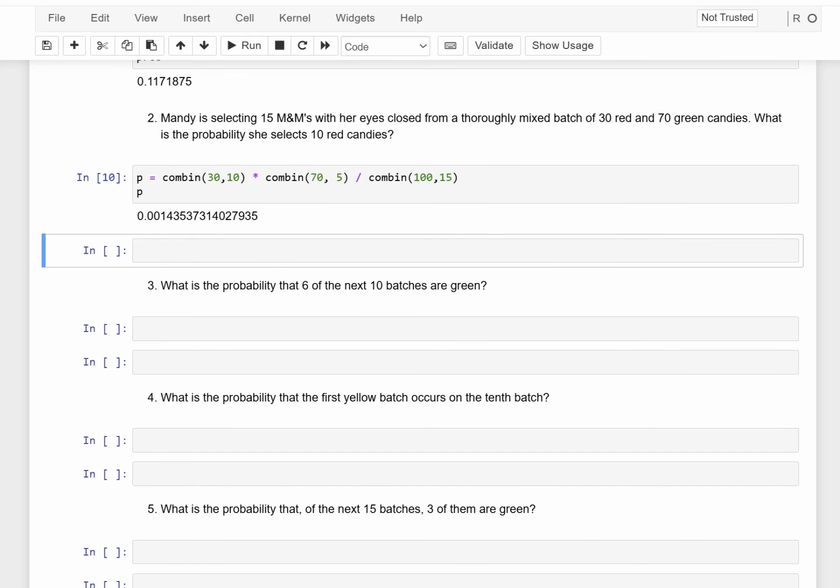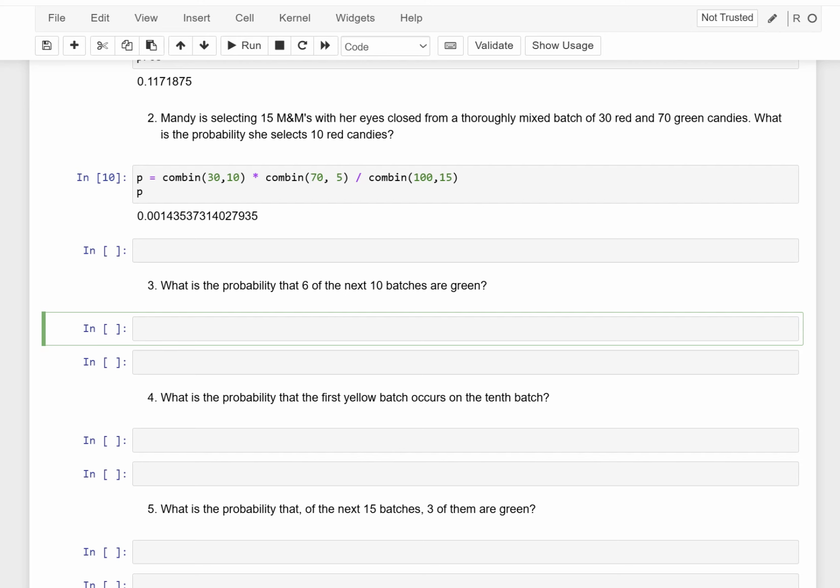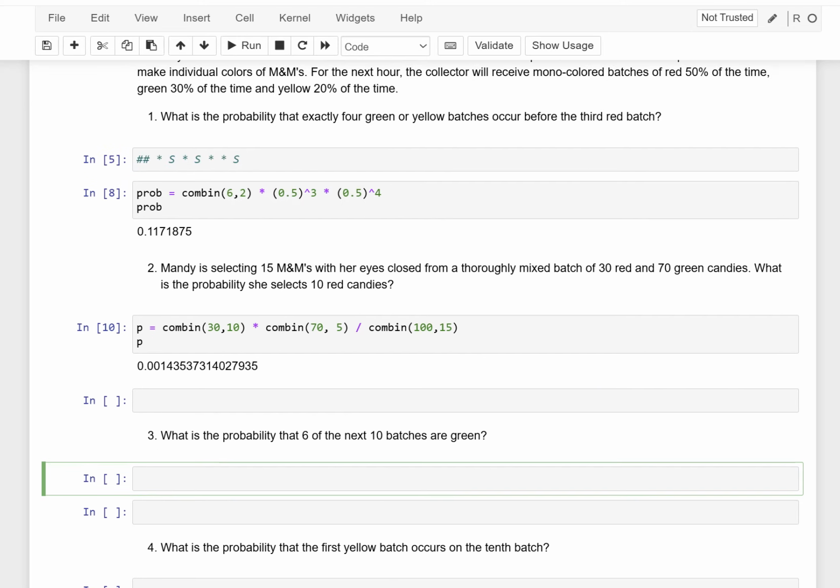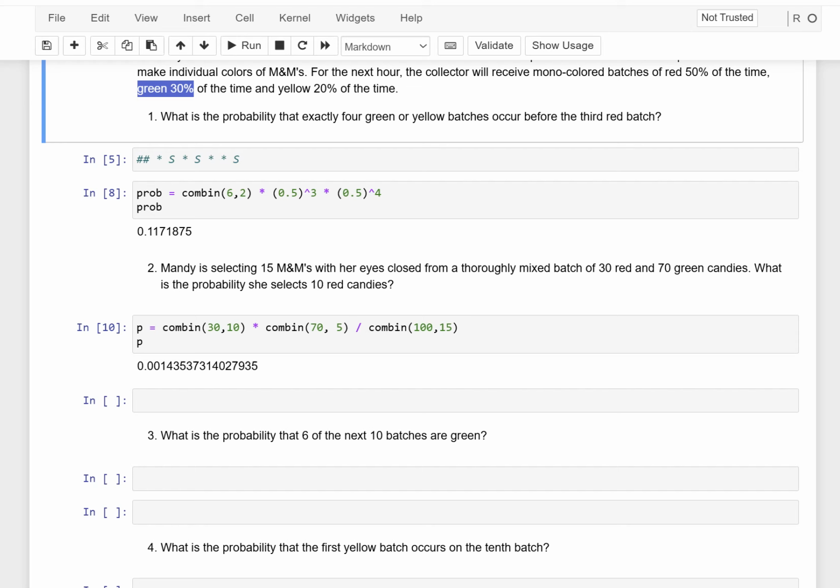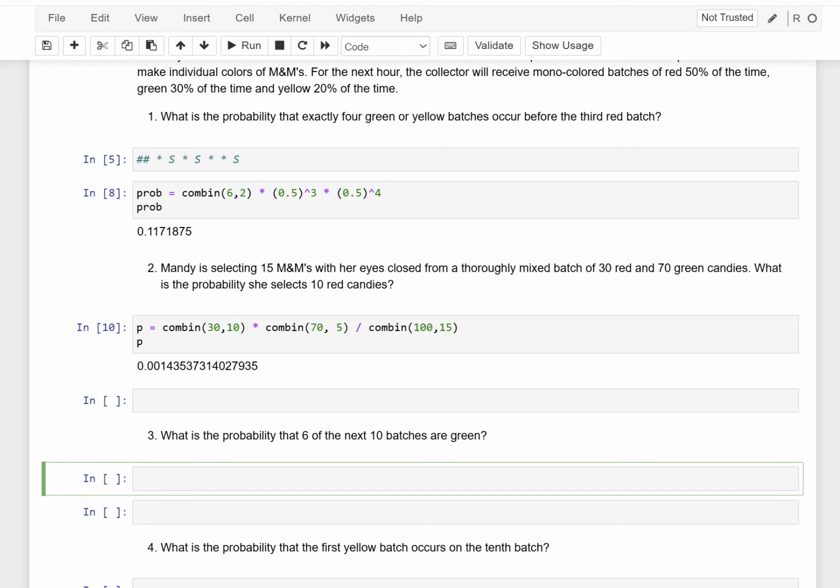Okay, what is the probability that six of the next 10 batches are green? Notice that we have a specified and finite number of trials, and we have the success criteria. Okay, and I've got to remember what the green was, 30%. So the success criteria is now a 30% chance, right? Six of the next 10 batches are green. So what am I doing here? I have to sprinkle 5 successes among the first 9 slots so that the 10th slot can be a success, right? So I'm going to do combin 9, choose 5. 9 slots, choose 5 successes.